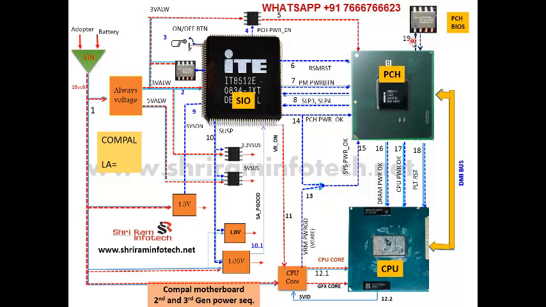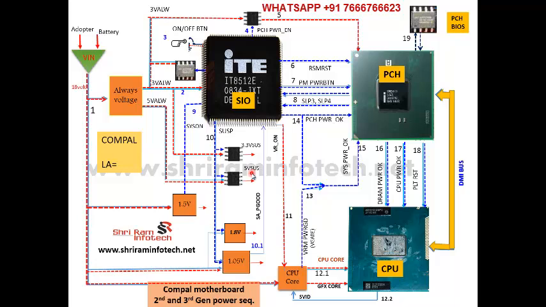Connect the oscilloscope on pin number 1, keep the oscilloscope on 1 volt, and start the laptop. You should see some waves. If these waves are coming, that means the CPU is accessing the BIOS via the DMI bus. If it is flat, with no variations, that means something is wrong with the CPU or the PCH. Okay, so in this way the COMPAL motherboard power sequence works. This is the concept of the power sequence of a COMPAL laptop motherboard.